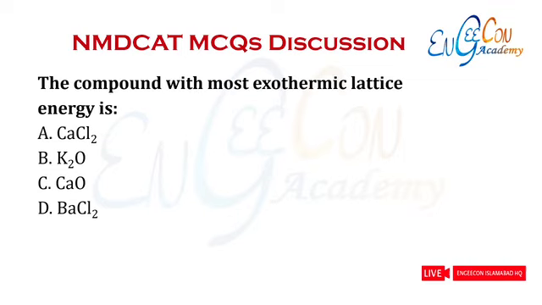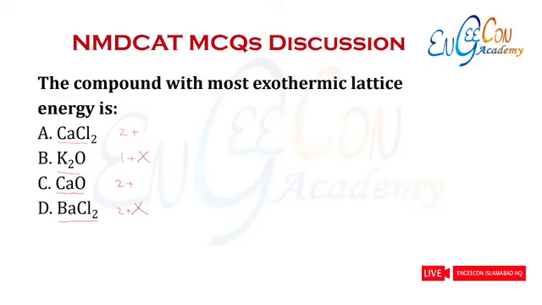The compound with most exothermic lattice energy is calcium chloride. Now calcium has 2+ charge here. K2O, potassium has 1+ charge. Calcium oxide has 2+ charge. And BaCl2 has 2+ charge, but the size of barium is greater than calcium, so rule out barium here. Potassium is 1+, so rule out potassium here.